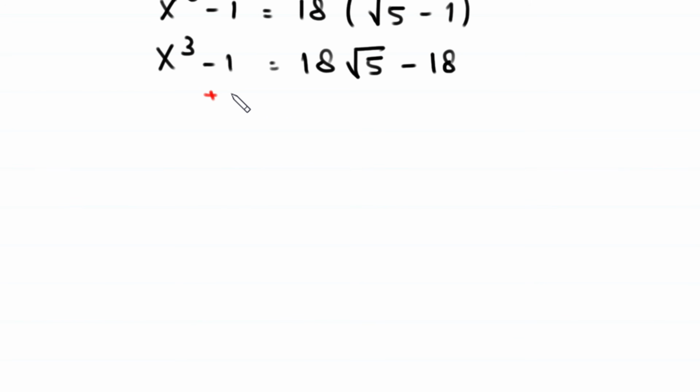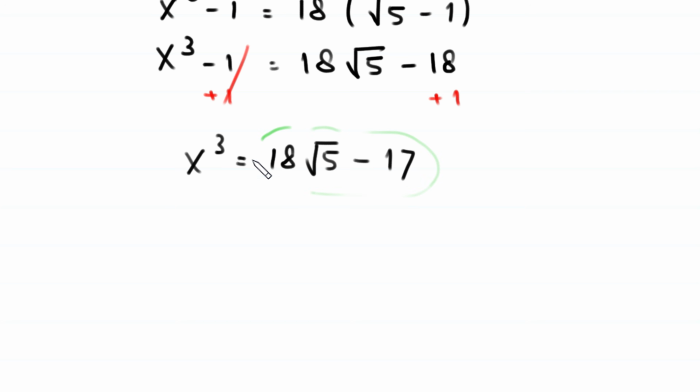Now we add 1 to both sides. So this cancelled out and the equation will become x cubed equal to 18 times root 5 minus 17. Since this 18 times root 5 is greater than this 17, this expression at the right hand side is greater than 0. So this x cubed must also be greater than 0, which implies that x must be greater than 0.